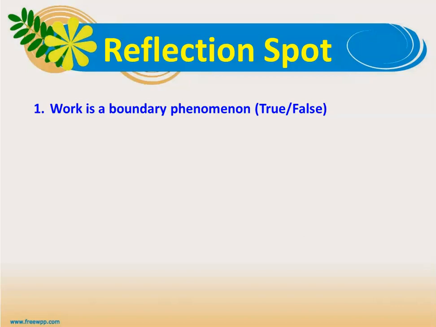You read: work is a boundary phenomena. You say true or false. Take a moment, write your answer on a piece of paper, and we can verify. Work is a boundary phenomena. The answer is true. So work is a boundary phenomena. It crosses the boundary of the system.